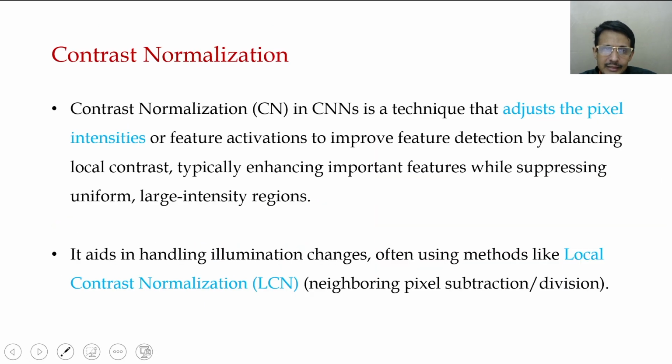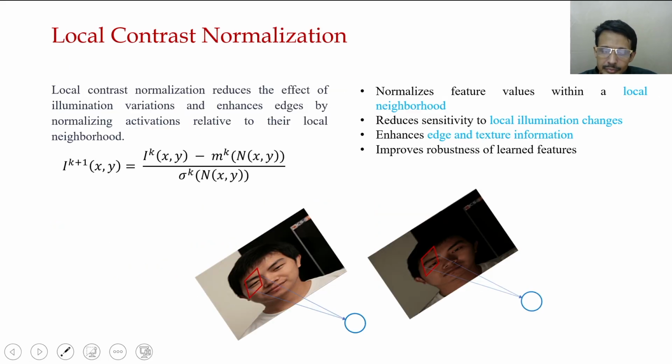Now we understand how this contrast normalization aids the handling of illumination change, and how the pixel intensities are adjusted for contrast normalization. This is the basic idea.